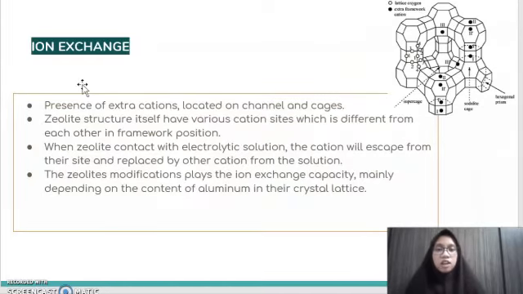Okay, for the ion exchange, this process occurs when there is an extra ion located in the cage. As you can see, the shaded one is the extra ion in the cage. The zeolite structure itself has various cation sites, and when the zeolite contacts an electrolytic solution, this cation will escape from the site and be replaced by another cation from the electrolytic solution. And for zeolite modification, the ion exchange capacity mainly depends on the content of aluminium in their crystal lattice.